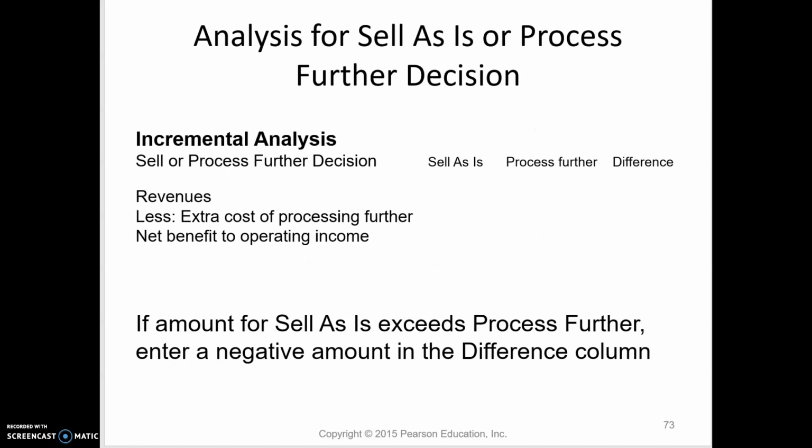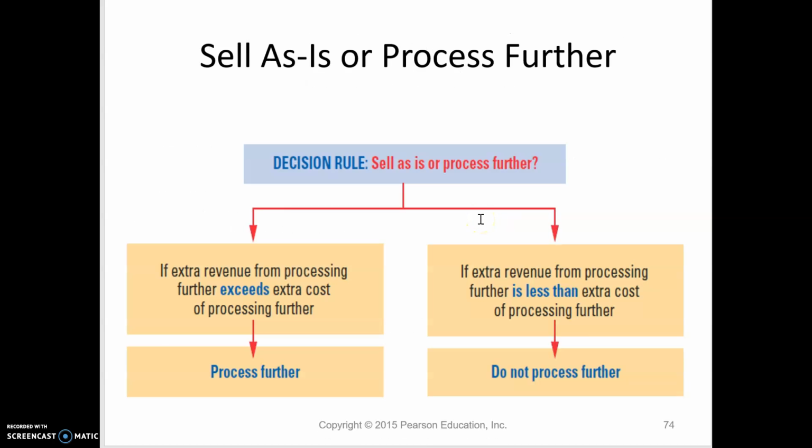So in our incremental analysis, we look at the revenue of selling it as is and the revenue to process it further. We have to subtract the extra cost of processing it further. So if the increase in revenue is more than the cost of processing it further, then you should process it further. If it's not, sell it as is. Right? So that's our decision tree. Compare your extra revenue to the extra cost. If the revenue is more, process it further. If the costs are more, then don't process it further and sell it as is. So that's our last special decision.